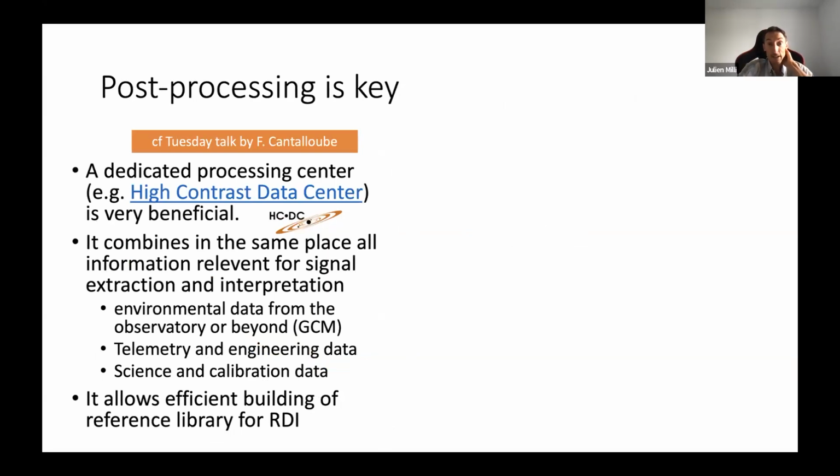Post-processing is also key. I won't spend time on that, but there are some dedicated processing centers. For instance, we have one regarding SPHERE, where we help people to reduce their data, and we also store all the available data from SPHERE, which is relevant because you can access environmental data from the observatory, but also from global circulation models, for instance, to know the jet stream altitude and jet stream direction, if you are interested in correlations. We store the telemetry, we store all the calibrations. Having all that in the same place is really an asset to allow studies of the performance of your instruments.